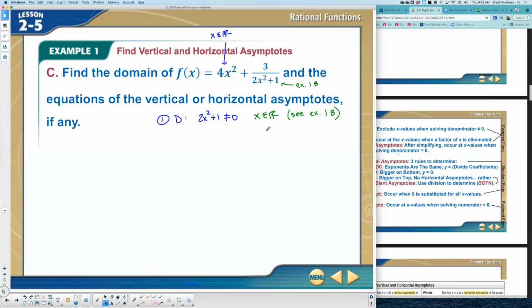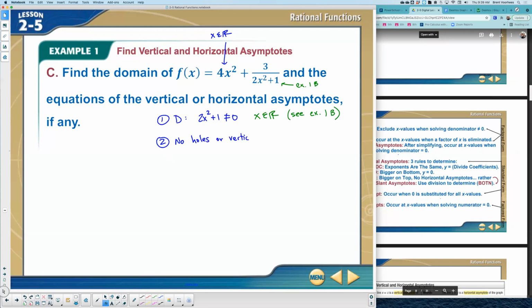We did that domain. Okay, step 2. If the domain is all reals, what can you tell me about any holes or vertical asymptotes in this graph? Will there be any? No holes or vertical asymptotes, since the domain is all reals. All right, so I moved on to horizontal asymptotes.